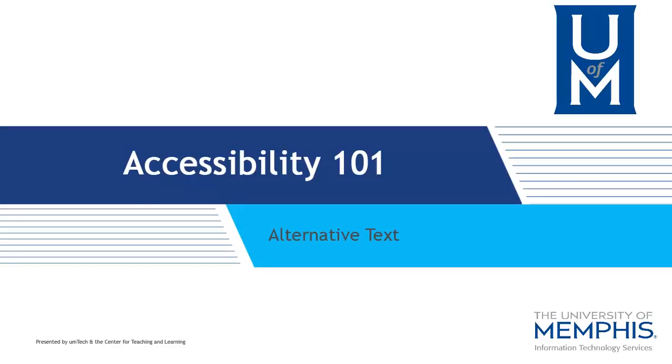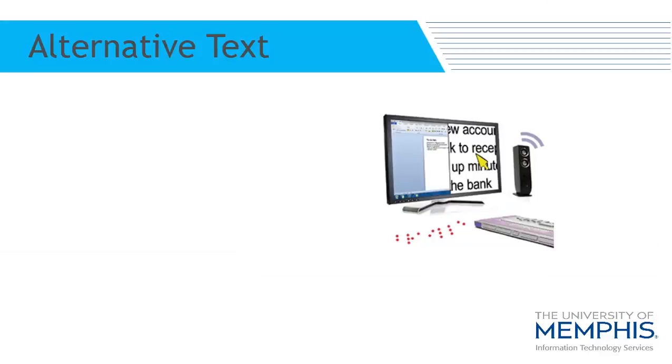Welcome to the Accessibility 101 training on adding alternative text to images and tables. Alternative text, also known as alt text, assists learners who use screen readers to understand the content of images in your document. For many learners, this is the only information they have about the images and objects in your document.